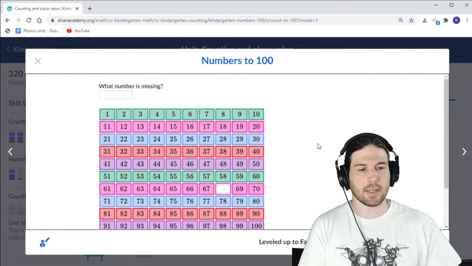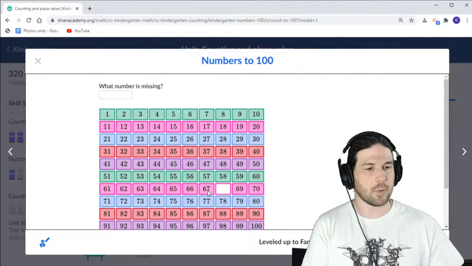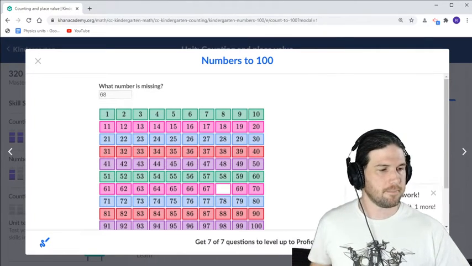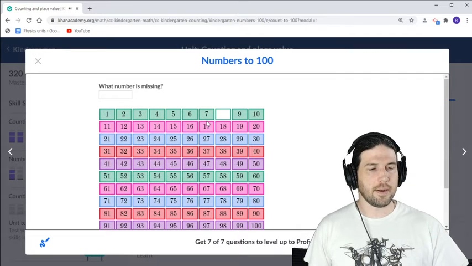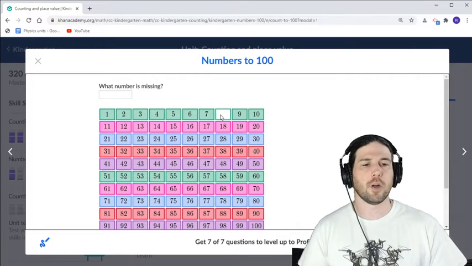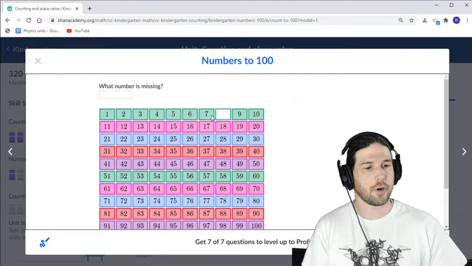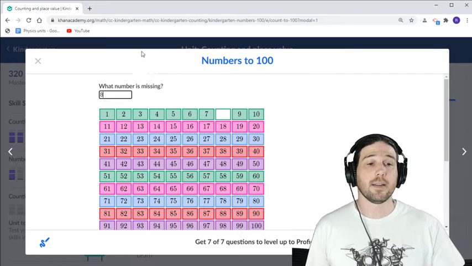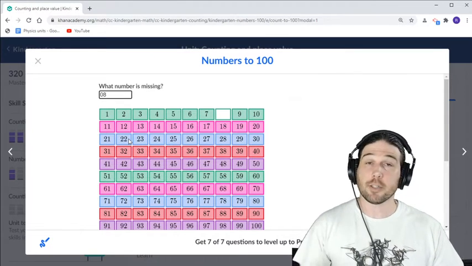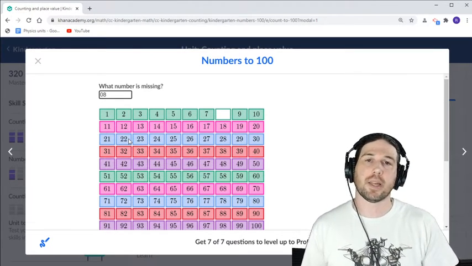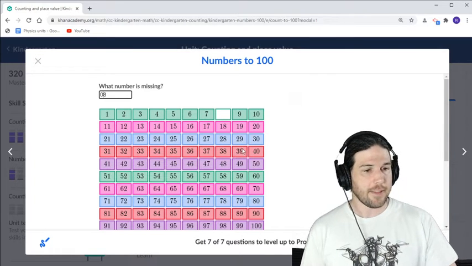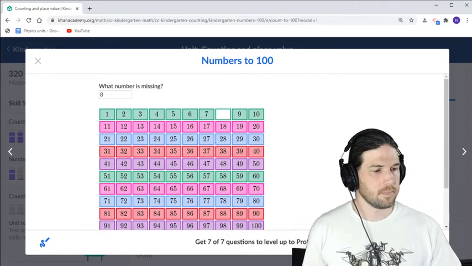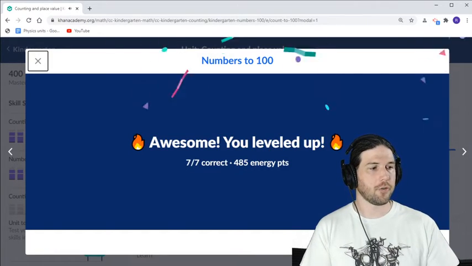What number is missing? So it looks like between 67 and 69. Nice. God, I'm a child. 68. And then this is a nice easy one. It's on the first row, which means it's just back in small numbers territory. Between 7 and 9 is 8. But we could also see it, if we wanted to, as 0, 8, right? 0 in the tens place, 8 in the ones place, and in that way it still fits on this column. And that's numbers to 100.